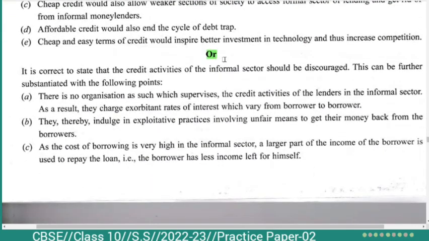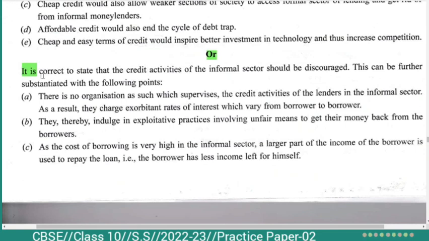Answer. It is correct to state that the credit activities of the informal sector should be discouraged. This can be further substantiated with the following points. Points are, there is no organization as such which supervises the credit activities of the lenders in the informal sector. As a result, they charge exorbitant rates of interest which vary from borrower to borrower.